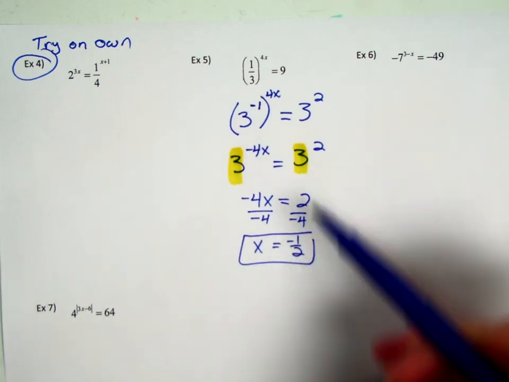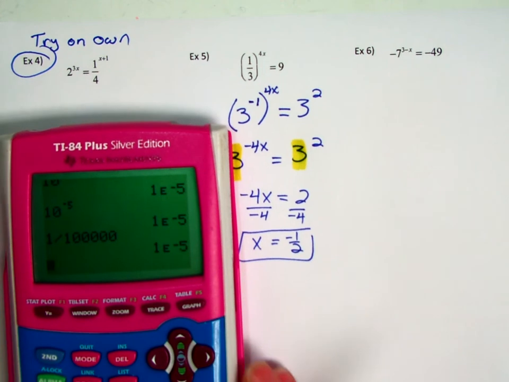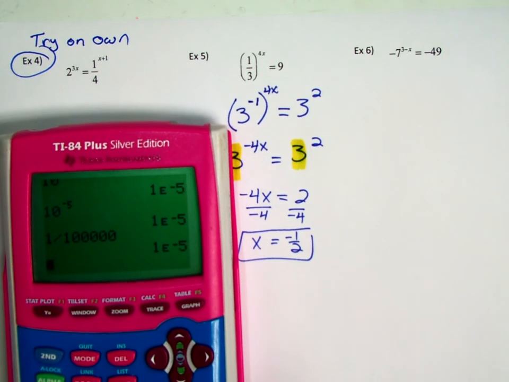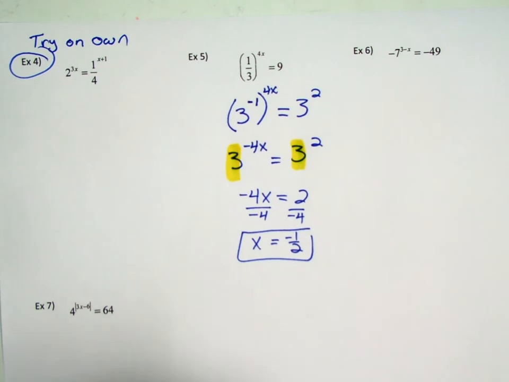And again, if I were you, I would plug that in here and check to see that you get the same answer on the other side. So you could either type this in using your fraction button, or you could type it in using parentheses and just 1 divided by 3 to the, now my exponent is going to be 4 times -1/2. Which is 9, which matches the other side. So we know that's correct.